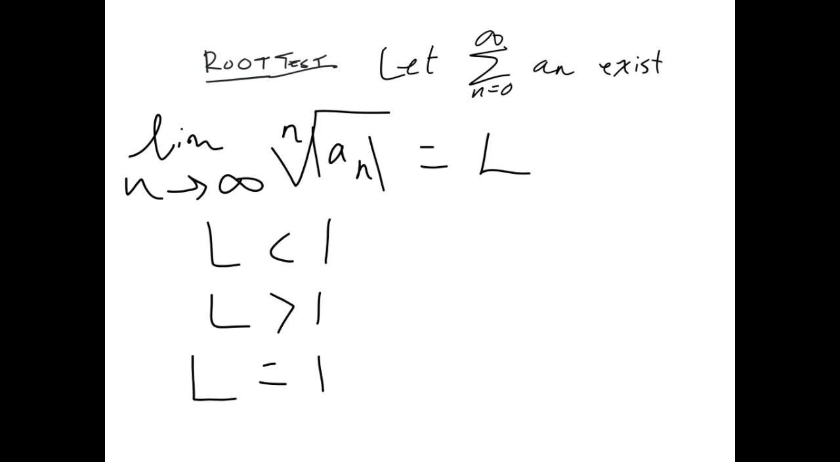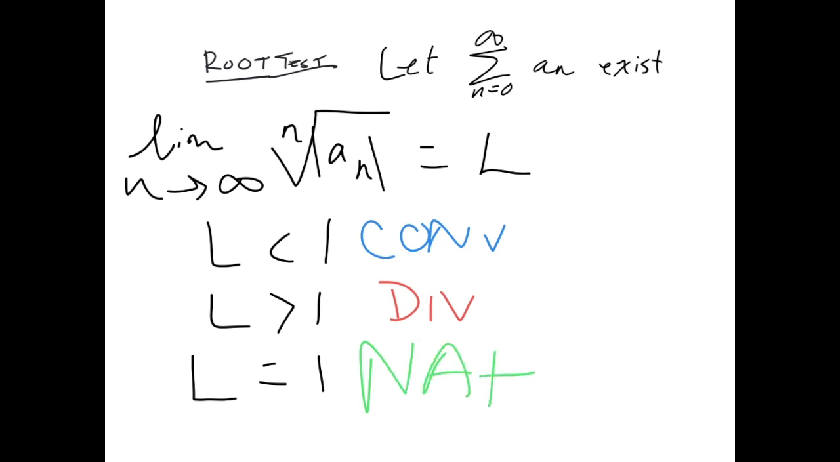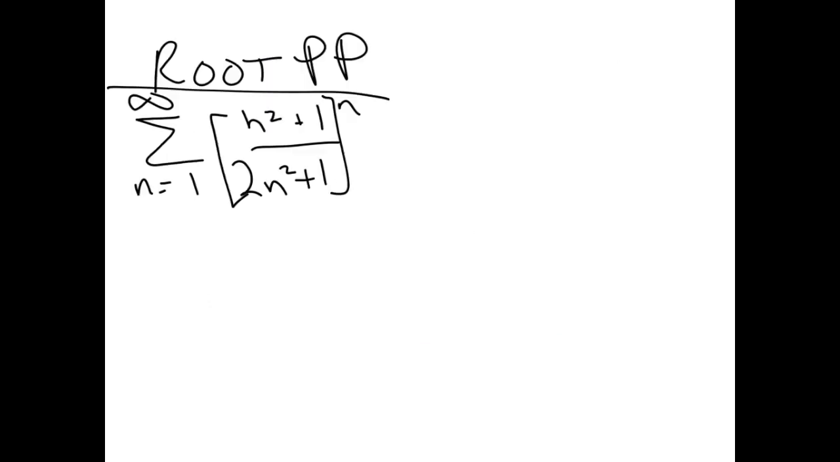We have diverge for greater than 1. So even the conclusions are the same. Converge for less than 1. And for equal to 1, we don't know anything about this. So we'll use the root test for similar things we might use the ratio test for. Let's take a look at one of those problems.